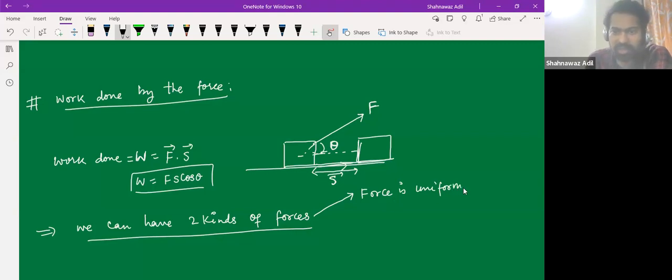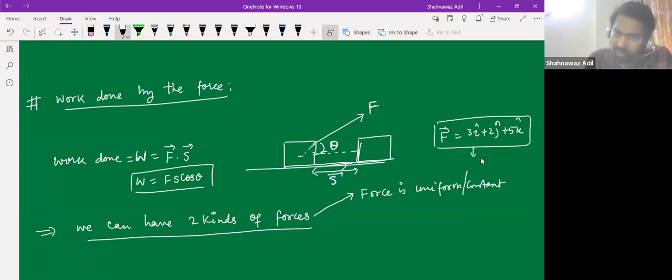How do I represent a uniform or constant force? Let's say the force is 3i plus 2j plus 5k hat. This is not depending upon any other variable; these are some constant numbers. So this type of force is uniform. And then we can have a variable force also.